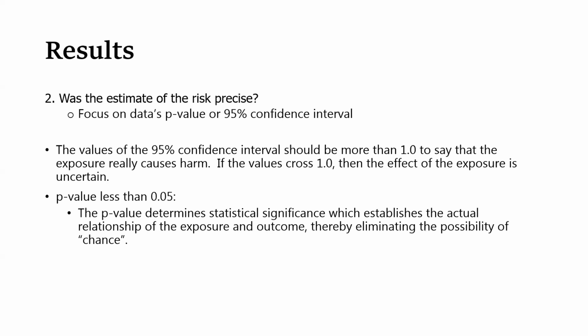Similarly, the p-value determines statistical significance, which establishes the actual relationship of the exposure and outcome, thereby eliminating the possibility of chance. A p-value less than 0.05 means that the RR or OR is significant. You can check either or both of the p-value and the 95% confidence interval to know if the estimate of the risk is precise.